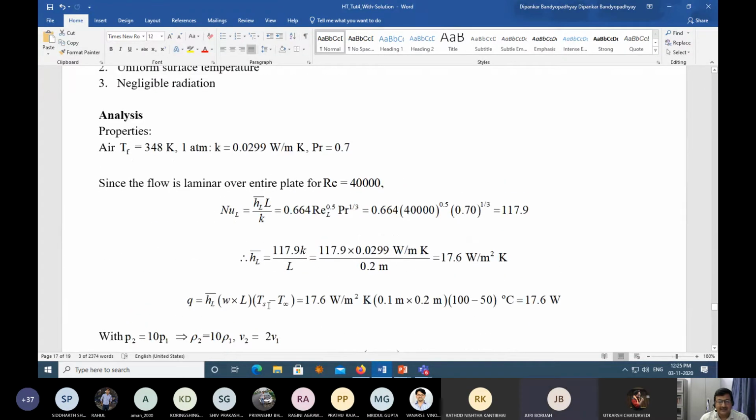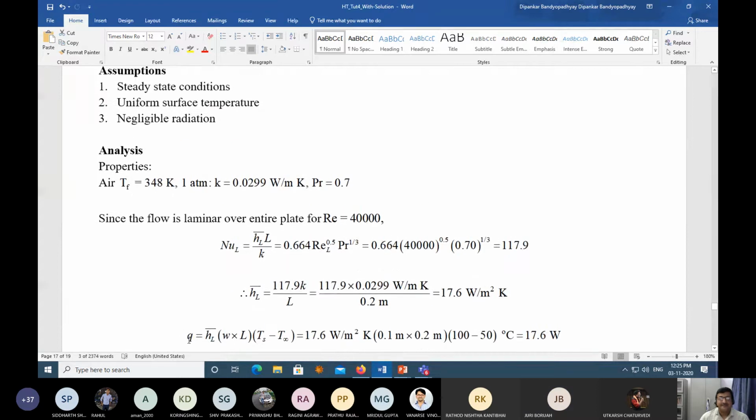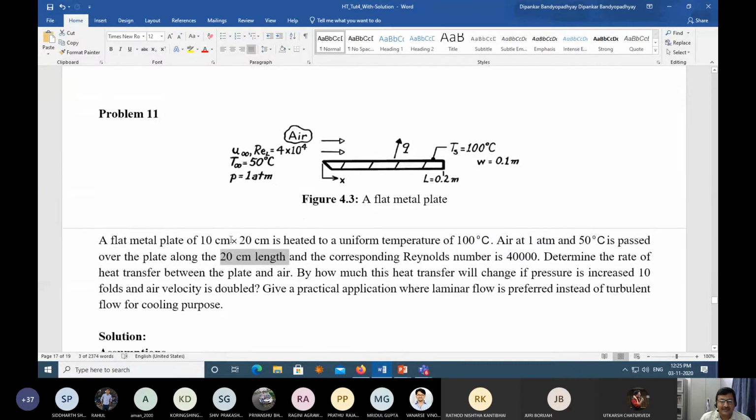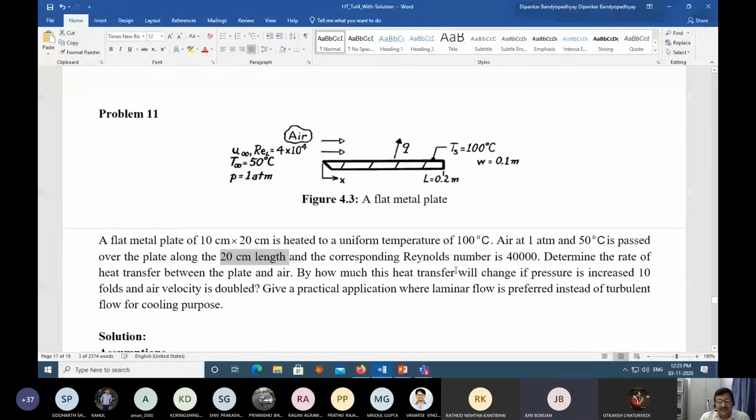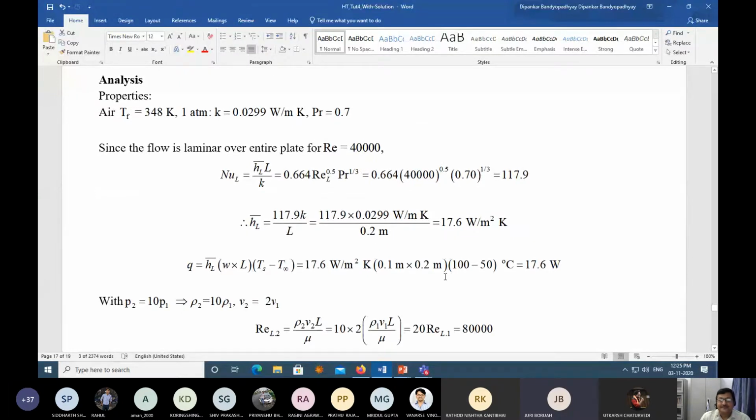So h A delta T. How much is Q, the rate of heat transfer? h bar_L at 20 centimeter into what? Now A is how much, for a flat plate? The metal plate 10 into 20 centimeter is heated, right? But then you are evaluating at 20 centimeter downstream. So what will be A? A will be 10 into 20, correct? Yes, sir. And then how much will Q be? 17.6.